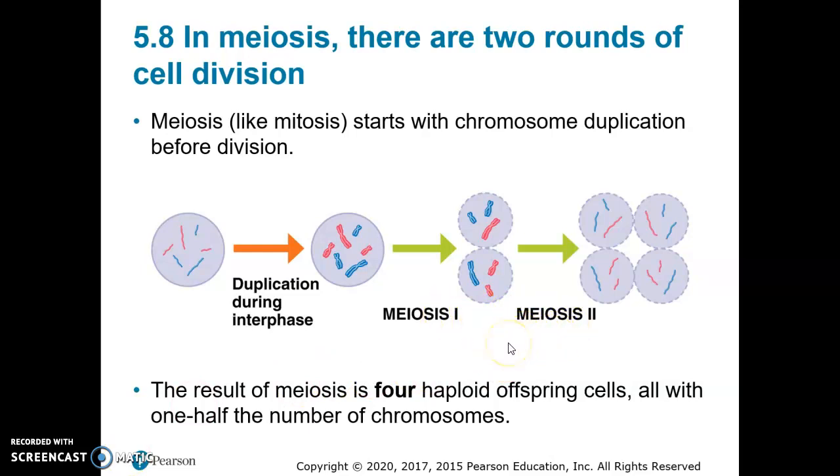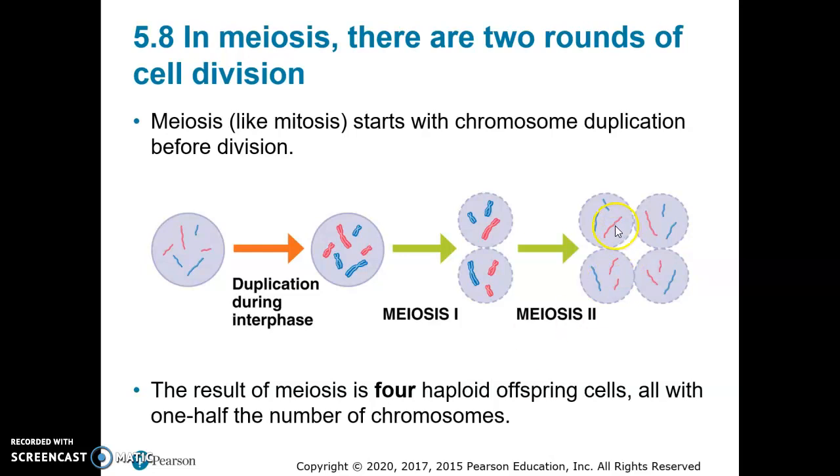As a result of those 2 rounds of cell division, you'll end up with 4 cells as opposed to the 2 cells that we saw in mitosis. Here, meiosis produces 4 cells, and all 4 cells are going to be different from each other, and they all have half the number of chromosomes.